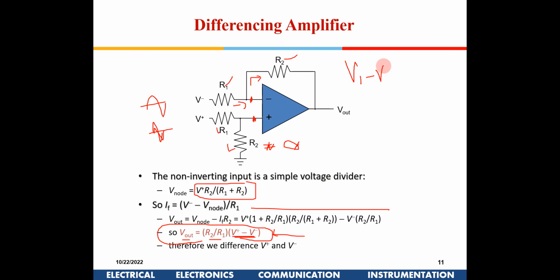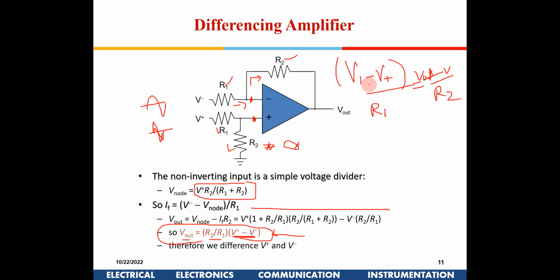See, if you apply V plus here, the current here will be V minus minus V plus, divided by R1, is equal to this current, which will be V plus minus V out, divided by R2.